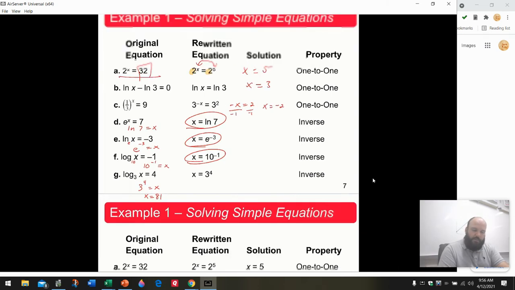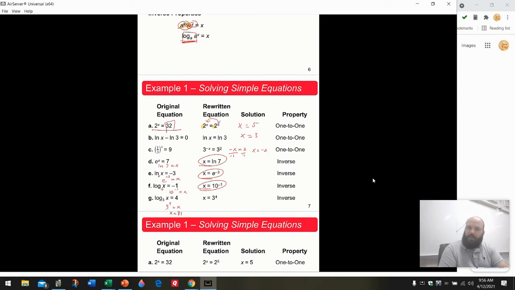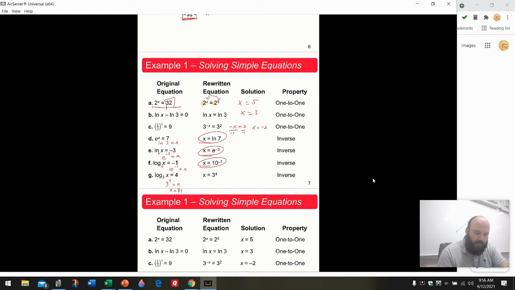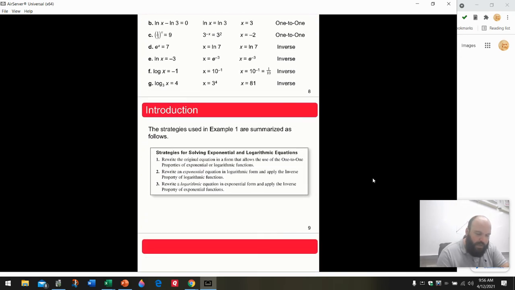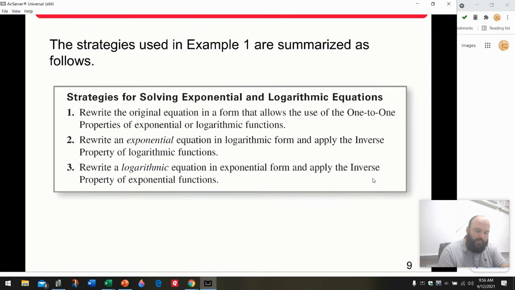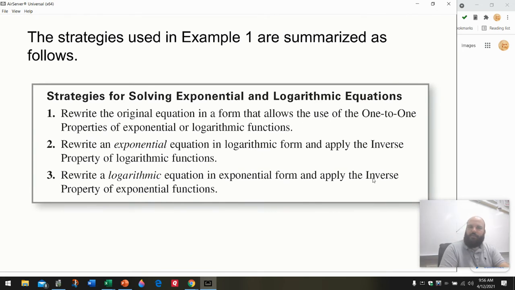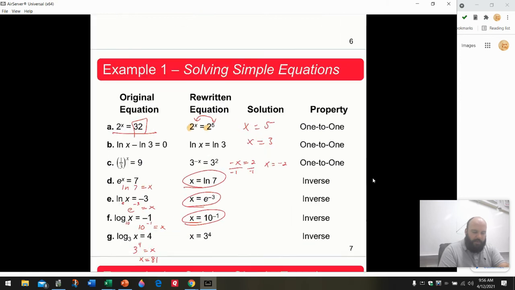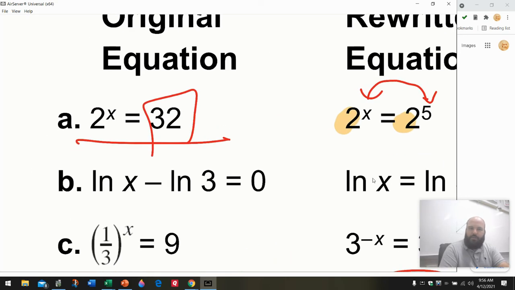So that's how we went through and used either the one-to-one property or the inverse property to solve some basic logarithmic equations. Here are a couple strategies that were used in example 1. It says rewrite the original equation in a form that allows the use of the one-to-one property of exponential or logarithmic functions. So what they're saying is when you're given things like this, you always want to rewrite it so the bases are the same if possible, and then you can set the powers equal to each other.